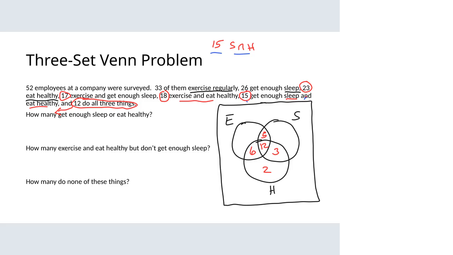Same idea with the other 2 circles. 26 get enough sleep. So what that means is I need 26 people in this circle. So far, I have 5 plus 12 plus 3. That's 20. I'm supposed to have 26. So then I guess I'm going to need 6 more people in there.